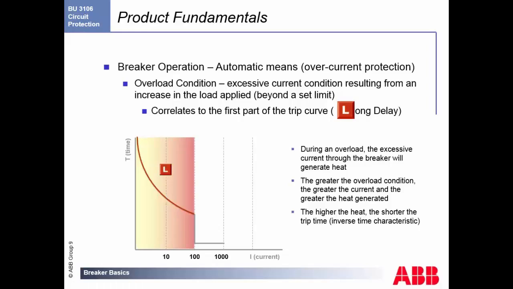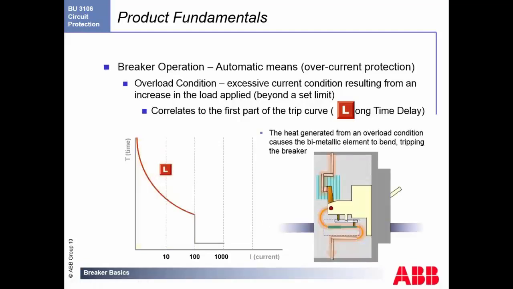So during the overload, the excess current will go through the breaker and generate heat. The greater the overload condition, the higher the heat, and we trip it. How does this work? Well, what we have is called a bimetallic element placed into the breaker. This has two different metal alloys in it, a very proprietary combination. We can't tell you. We have to make sure that you sign an NDA. Basically, one of the metals will expand quicker than the other. This causes a deflection in the element. That element bends, and you will see that it trips.